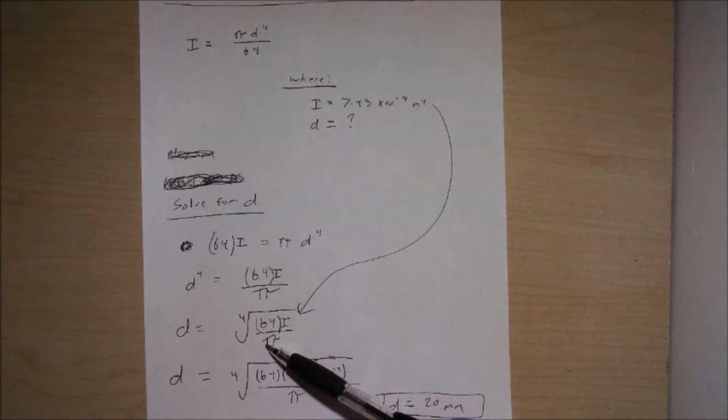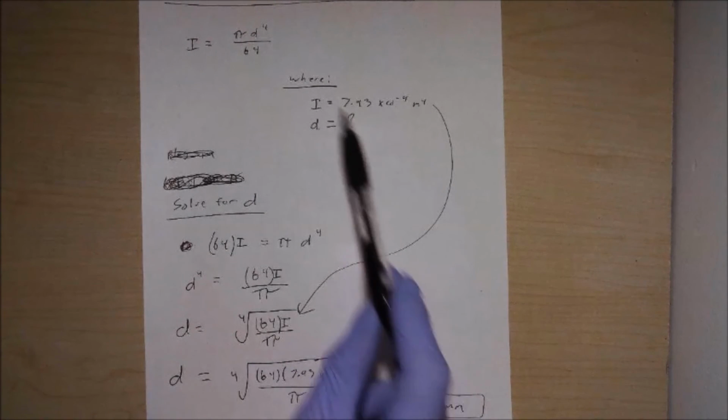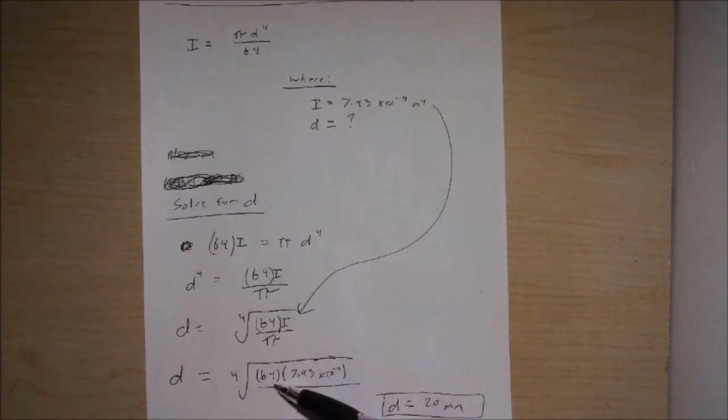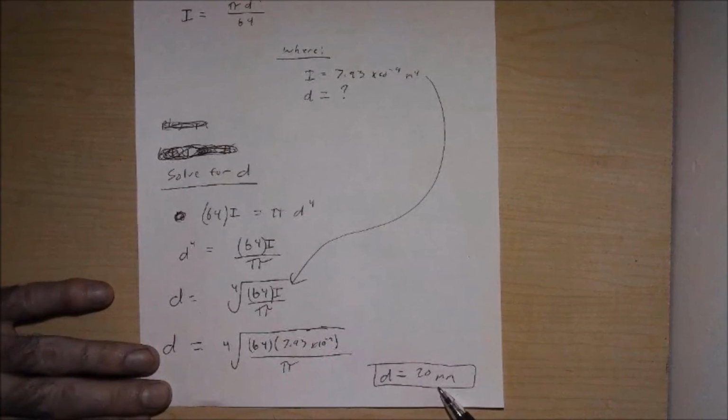of 64I over pi. So now with this here, we can plug in our value for I into this here. We find that d is equal to the 4th root of 64 times 7.93 times 10 to the negative 9th over pi. Solve this, plug it in. D is equal to 20 millimeters.